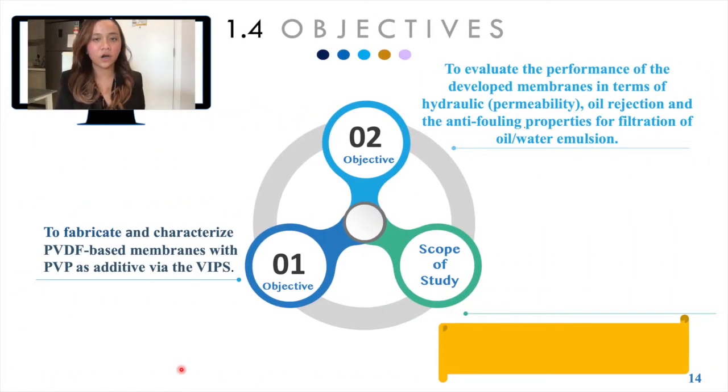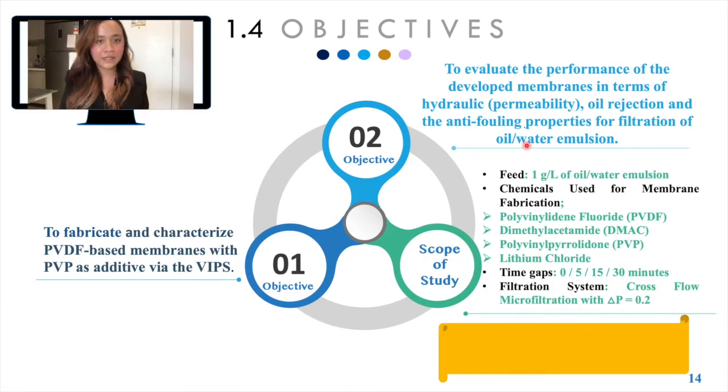This study focuses on the development of PVDF membranes via the VIPS method to enhance membrane fouling resistance. The objectives include to fabricate and characterize PVDF-based membranes with PVP as additive via VIPS, and to evaluate the performance of the developed membranes in terms of hydraulic performance, rejection and anti-fouling properties for filtration of oil-water emulsion.